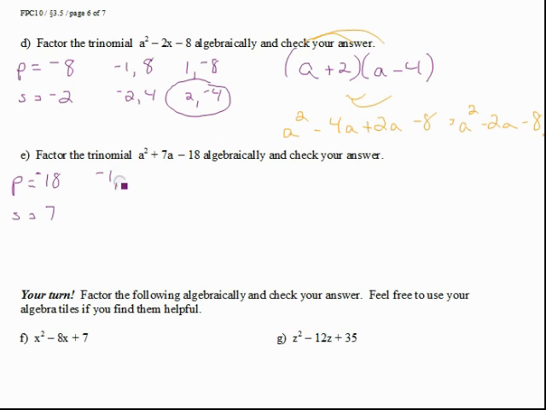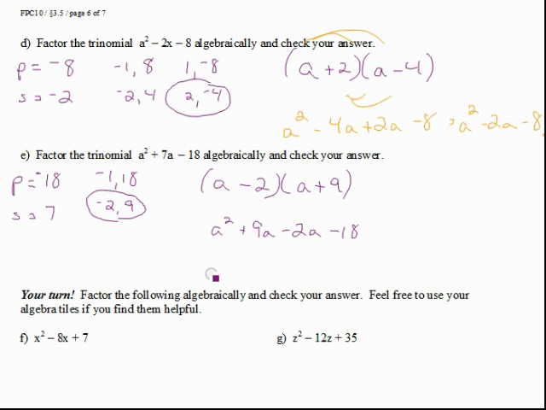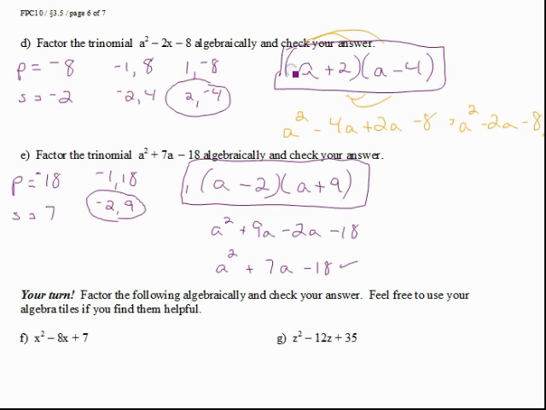Okay, so how do we make 18? So we can have -1 and 18. We can have -2 and 9. Oh, and that's as far as I needed to go this time. That's going to work. So a minus 2, a plus 9, and then let's check that. That's a squared plus 9a minus 2a minus 18, a squared plus 7a minus 18. Check. Box my answer. And I didn't box my answer up here. My bad.